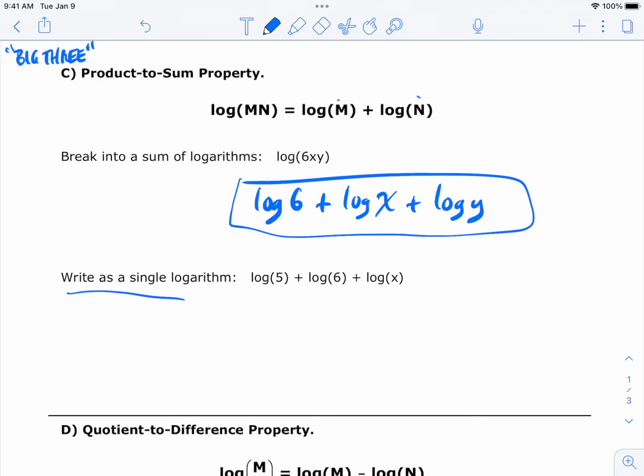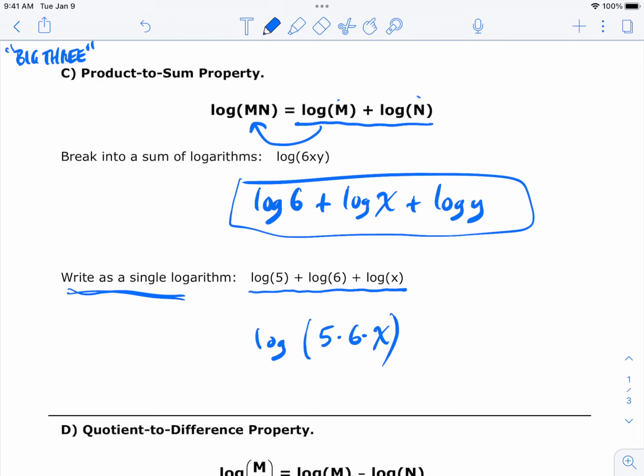You might want to go the other way. Like here, we've got them all split up, and we want to put them back together. So this is a little different. This says the log of 5 plus the log of 6 plus the log of x. Well, you've got this side, and you want to put them back together into a single logarithm. That's what it says. Write them as a single logarithm. So they were all split up and added. Well, now we're going to put them in the same log and just multiply them back together. In other words, it's the log of 30x.